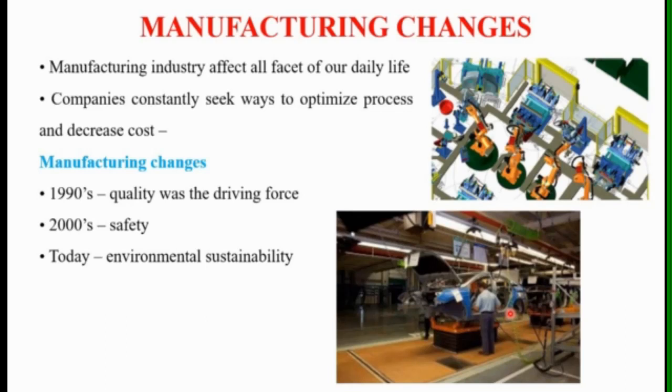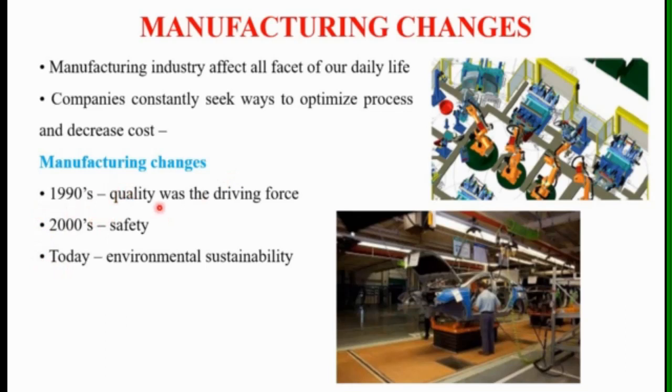Day by day they are changing, with automation or robotics. Here we can see this automation is going on. Automations are used to change these processes. Then we can see here how manufacturing processes have changed from the 1990s to today.